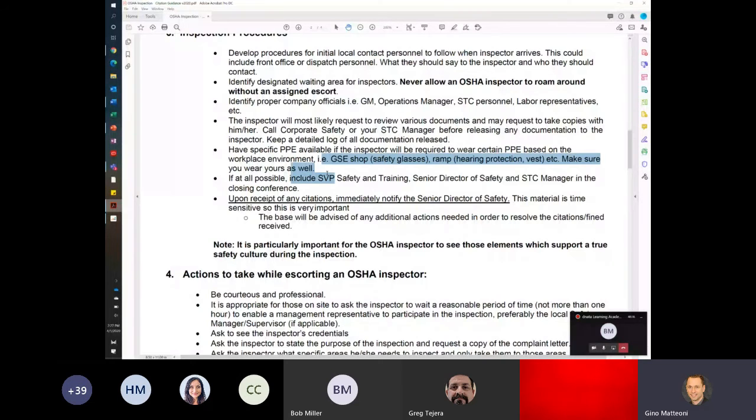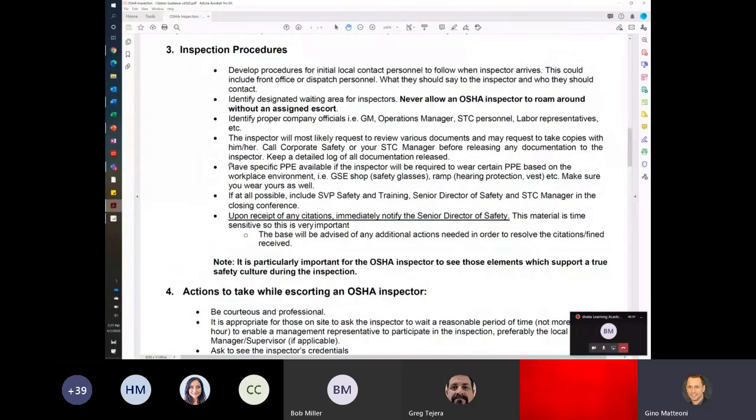So the other piece of this, and it sounds really obvious, but make sure we have the specific PPE available if the inspector is going to be required to wear PPE wherever we are escorting them. That sounds really obvious, but you'd be surprised. I have experienced in my career where this has not taken place, and we've actually received a citation because of it. So you need to be very meticulous about that. It certainly sets the tone on how we lead safety in our organization. So please make sure we keep that in mind before we start escorting the OSHA inspector around.